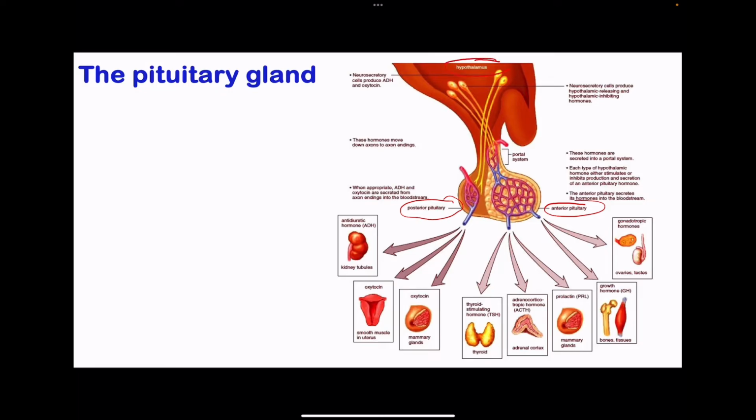The hypothalamus, which is this one here, is the region above the pituitary gland. It monitors the level of some metabolites and hormones in the blood and stimulates the pituitary gland in response to variations in concentrations of the chemicals within the body.